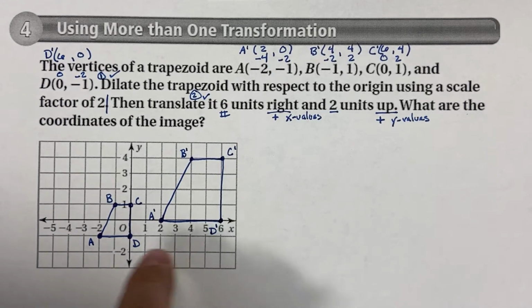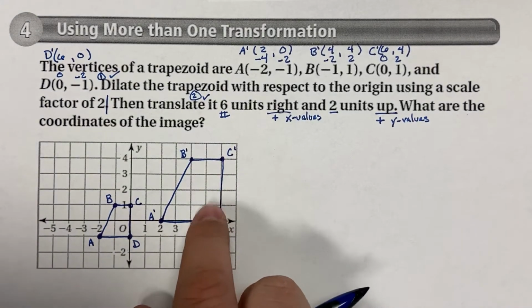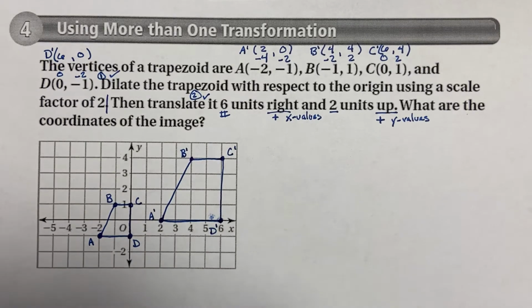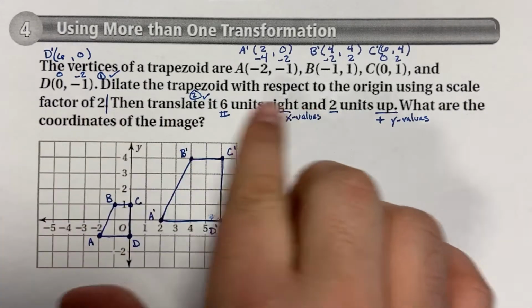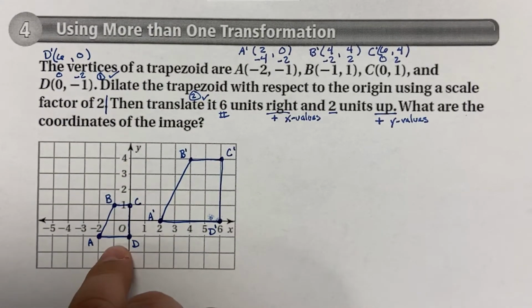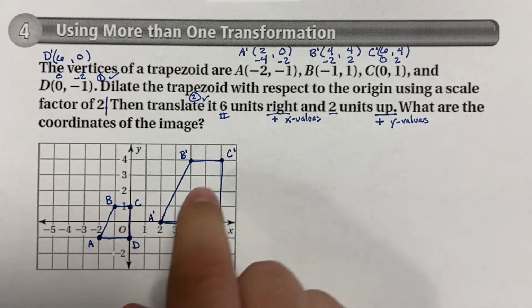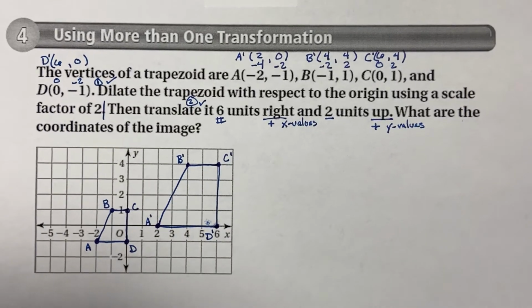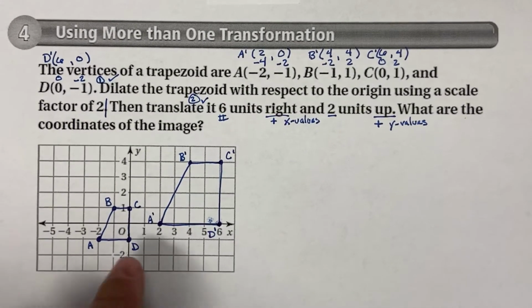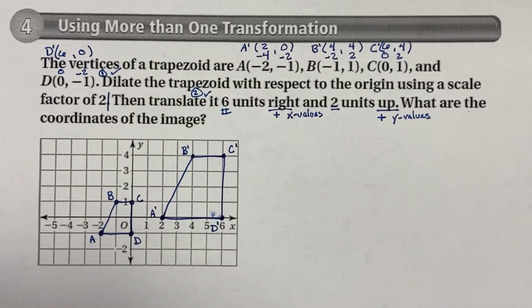Now, how we would have done this by just trying to use the graph, and apparently the ink did not dry as quickly as I thought it would, is we would have to think of it in terms of what the image after dilating would look like, because we have the image here of the original, and we have the image after the dilation and the translation. So we need to have a picture of what it looks like when all we do is the dilation, kind of as that middle ground.